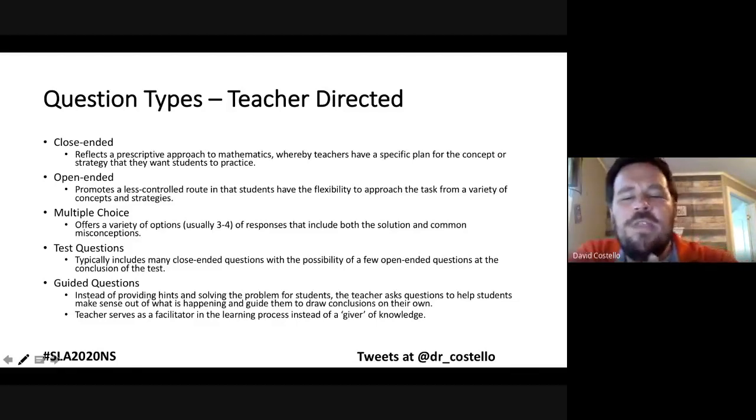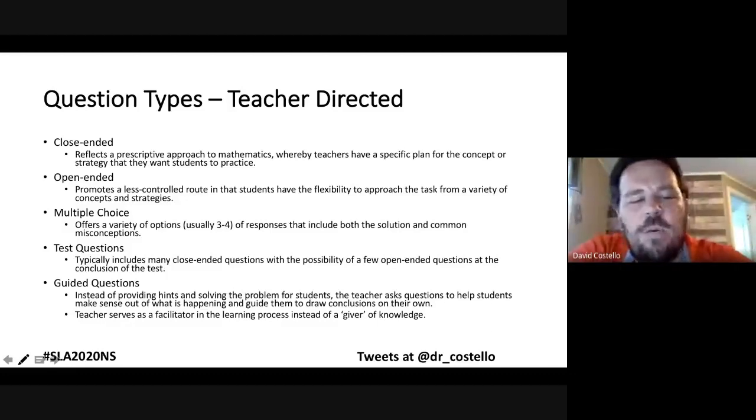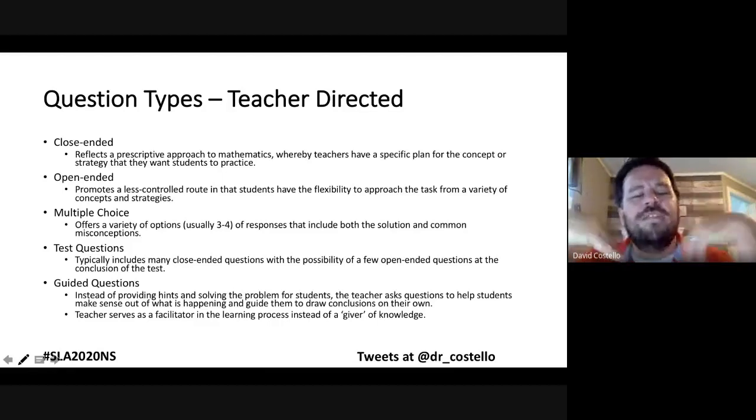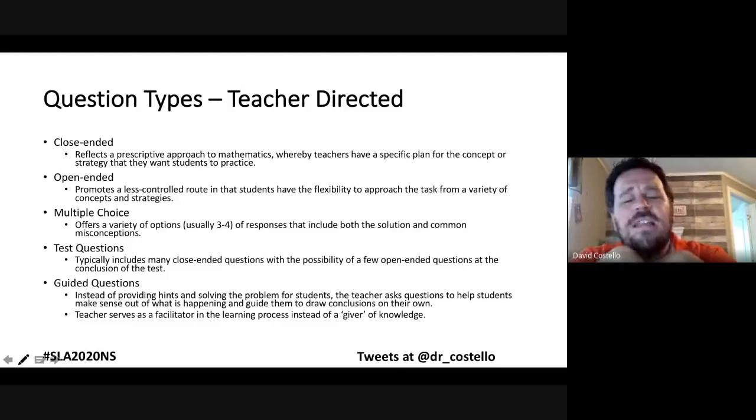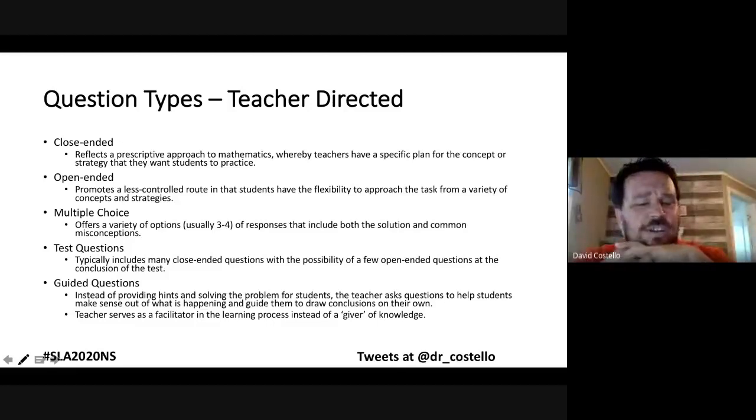Then we have the traditional test questions, which we tend to see mostly closed-ended questions, followed by a few open-ended. And then what we are seeing in the classroom, in the actual conversation and the discourse, are these guided questions. You're not giving hints or solving the problem, but instead you are asking questions to help students make sense of what they're experiencing and to guide them to draw a conclusion. So you're much more of a facilitator instead of a giver of knowledge.